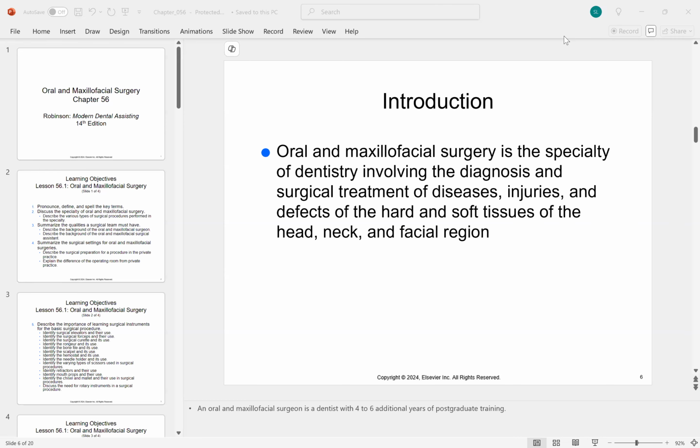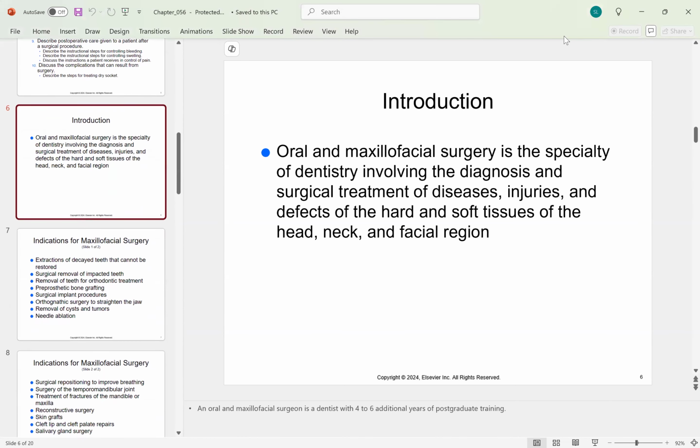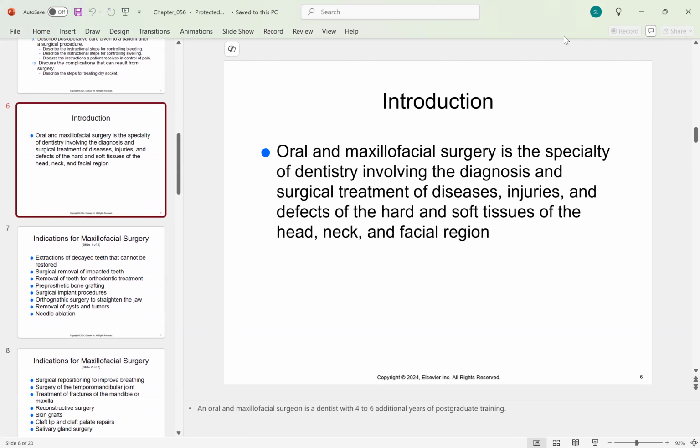This is your chapter 56 lecture, Oral and Maxillofacial Surgery out of your Modern Dental Assisting book. In this lecture, we are going to be talking about surgery and its specialty.